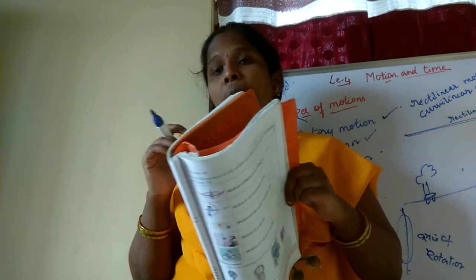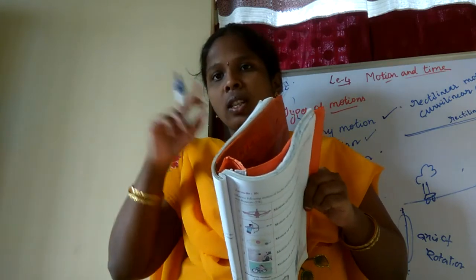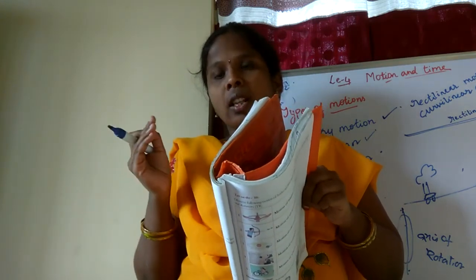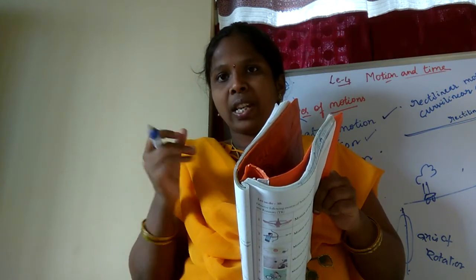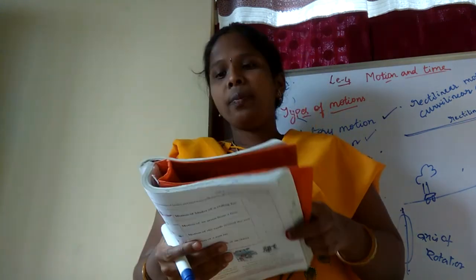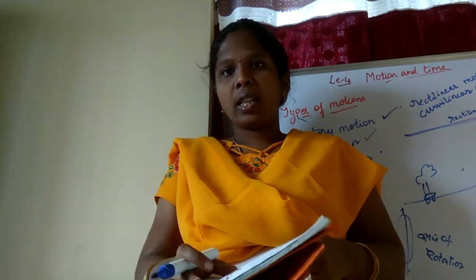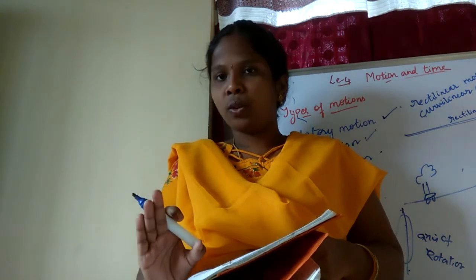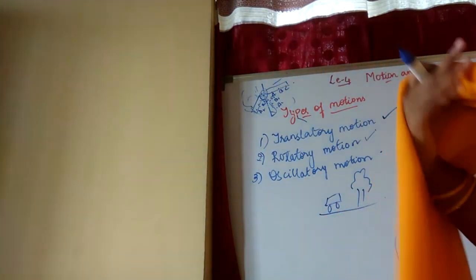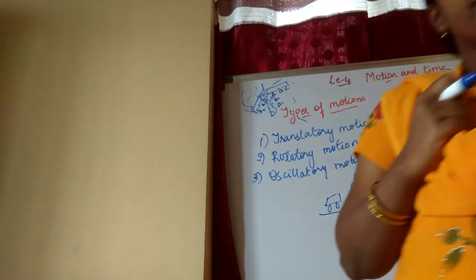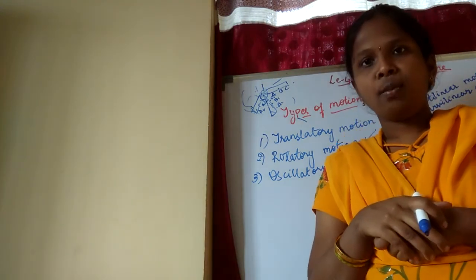The globe will also move in a circular path, no? And the potter, when he is making the pots, this will also move in a circular path only. Then only the pot will come out when he is doing this work. So this also comes under rotatory motion. I think everyone is clear up to here. Am I right?